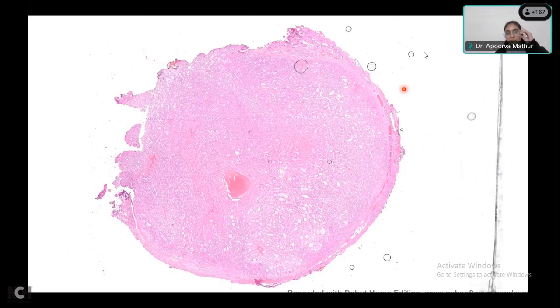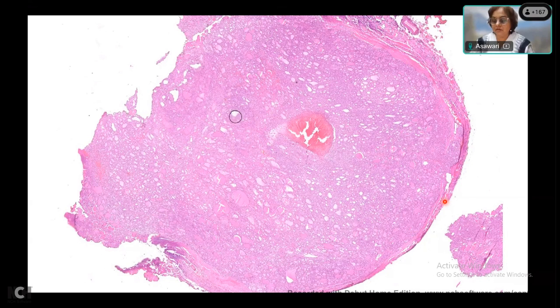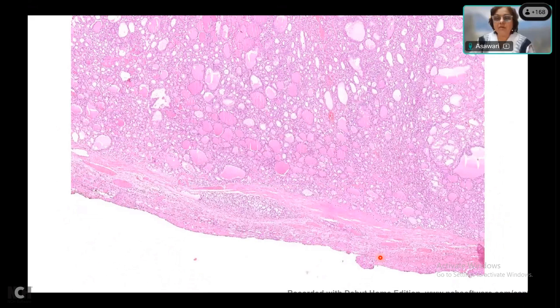Ma'am. Yeah. The section examined shows an encapsulated nodule containing follicles of varying sizes, macro and microfollicular pattern. Most of the macrofollicles are filled with colloid. So we have a capsule here. Once we see the capsule, what are you going to look for? Invasion. There is capsular invasion or vascular invasion. Did you find anything? Not here, ma'am. No.